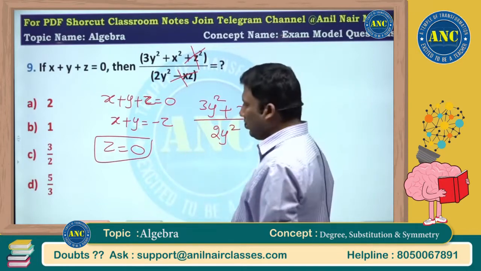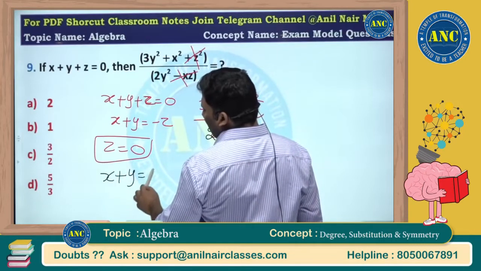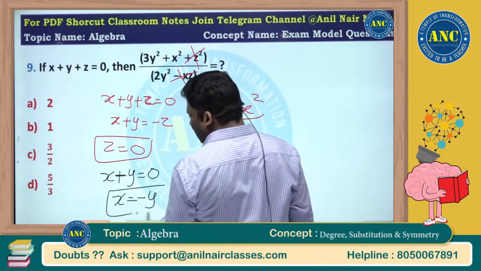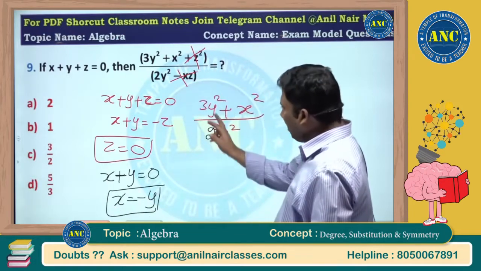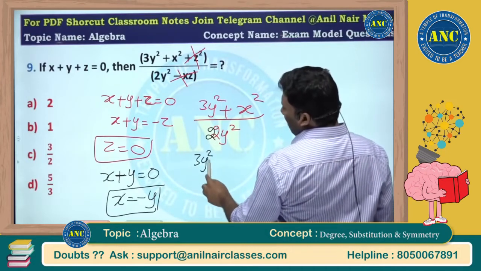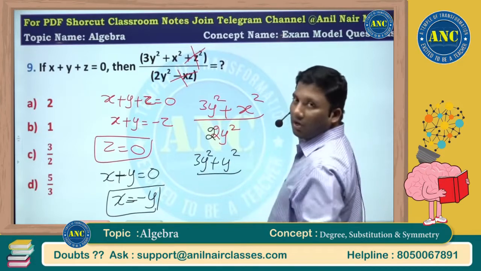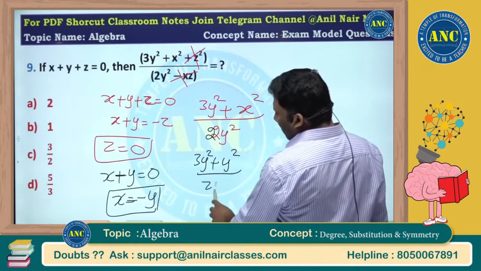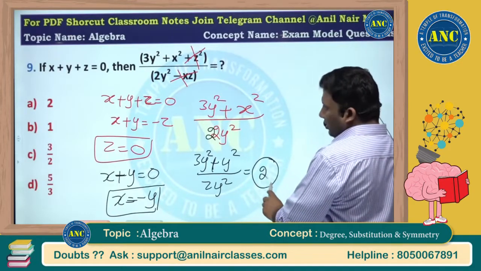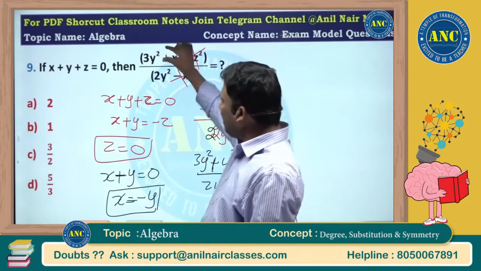Make z 0. If z is 0, x plus y is equivalent to 0. x is equivalent to minus y. If I substitute minus y, this will become 3y square plus minus y square plus y square whole square, it will become positive, by 2y square. 4y square by 2y square. The answer for this question is 2. I hope the idea is clear.